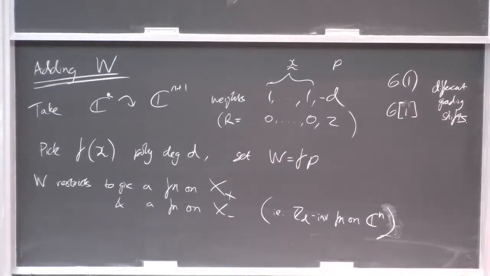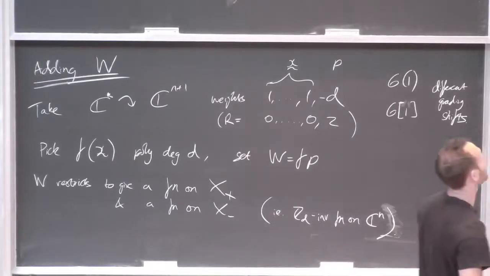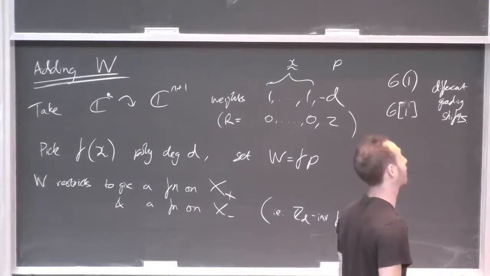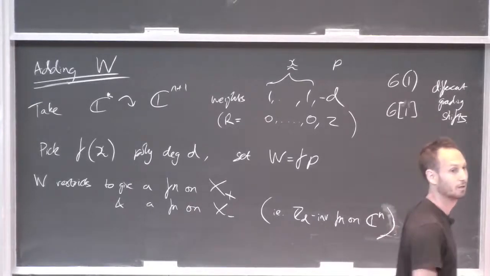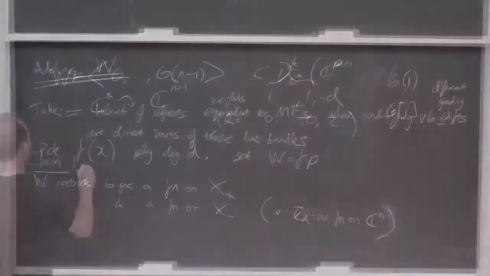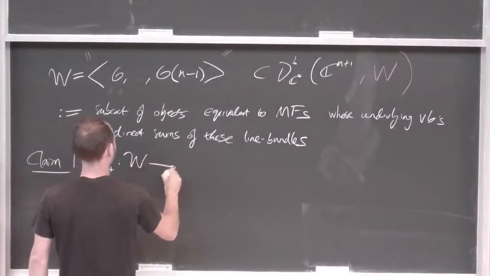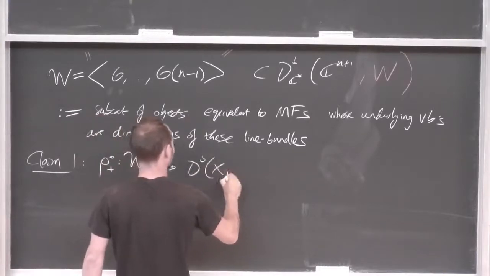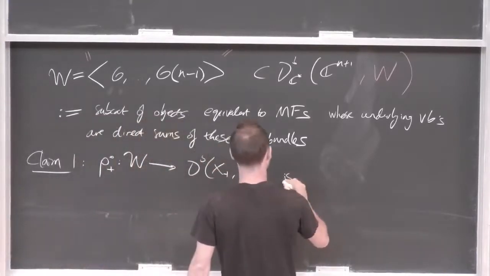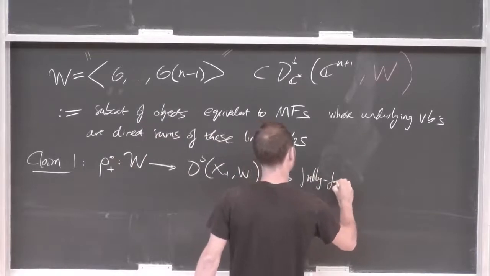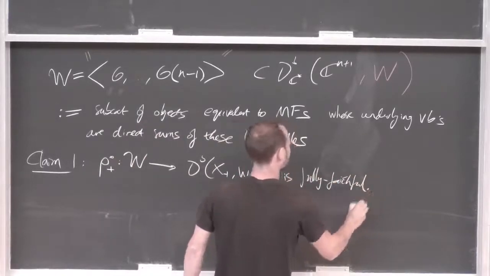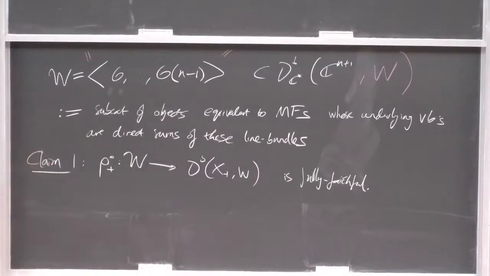Okay, so I want to prove, as before, this is equivalent to the derived category of X plus, except that it's not the derived category anymore, it's the category of matrix factorizations. So let me do it in two steps. I claim that if you restrict from W to matrix factorizations on X plus, that functor is fully faithful. And this is actually pretty easy to see.